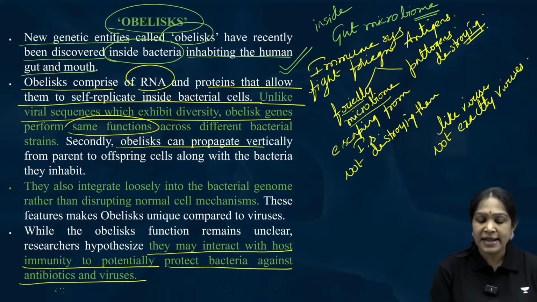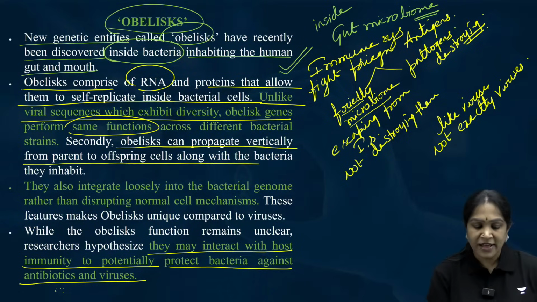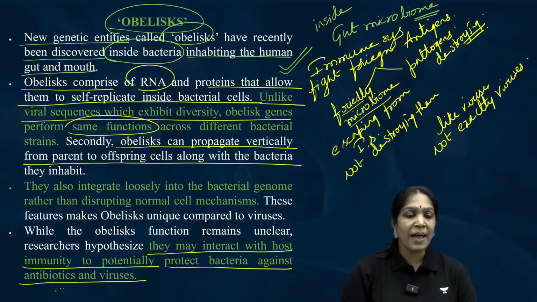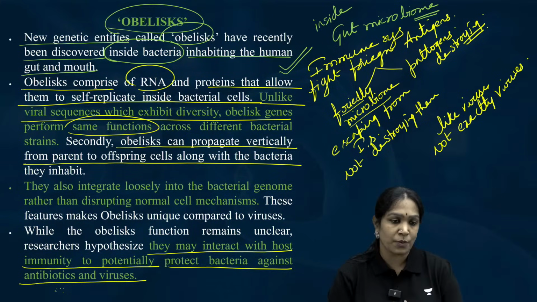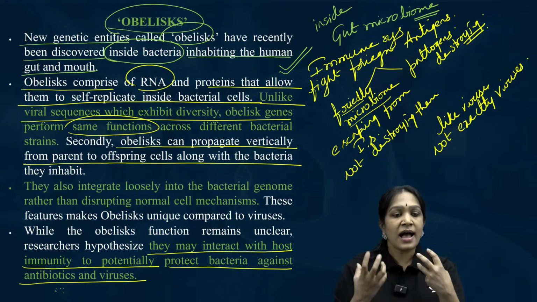Secondly, obelisks can propagate vertically from the parent to offspring through the bacteria. It means what? Let us suppose I have some friendly bacteria.